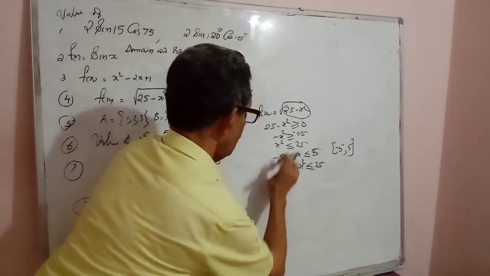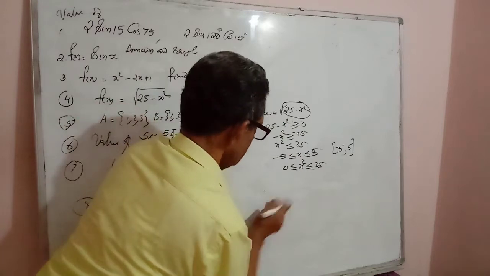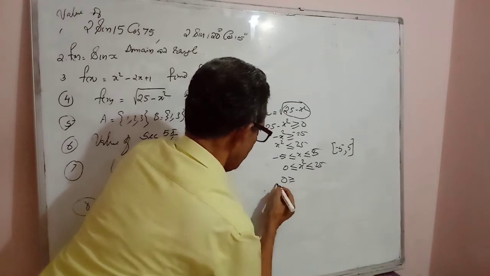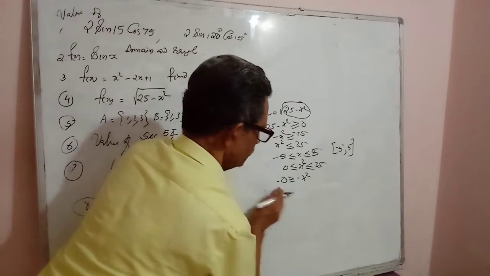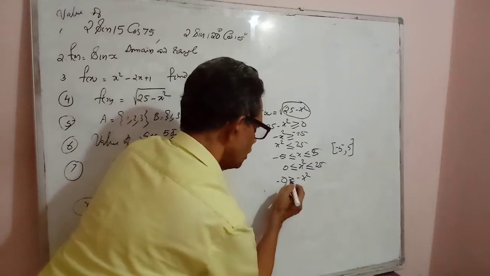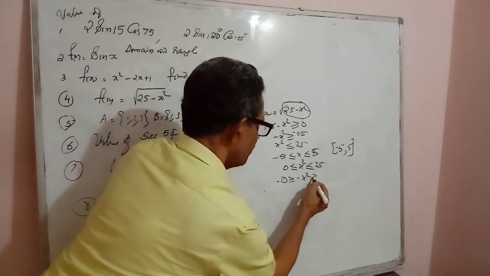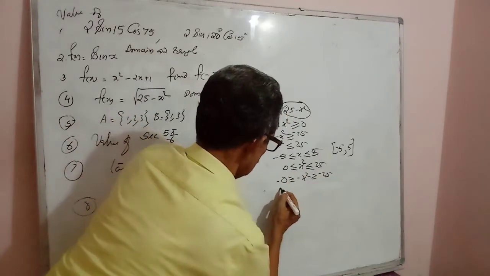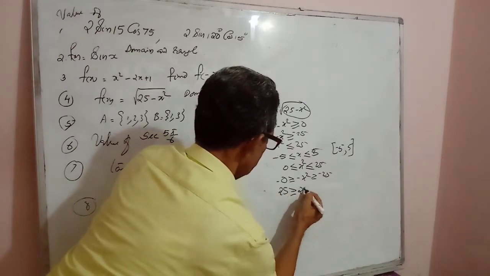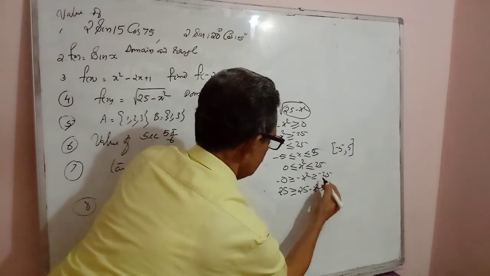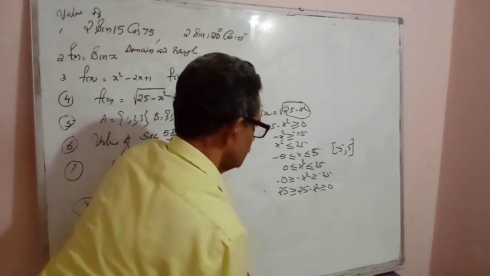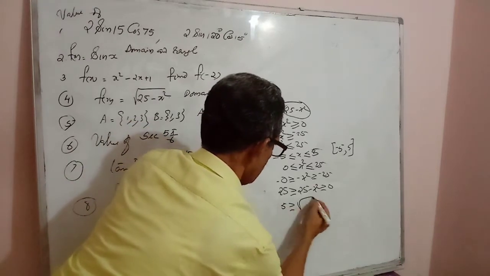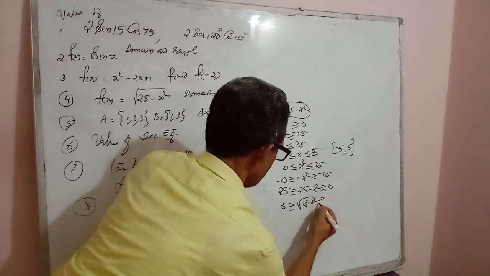The interval of f of x, we need the interval of f of x. So when you multiply this by minus, 0 less than or equal to minus x squared, 0 greater than or equal to minus x squared greater than or equal to minus 25. Adding 25, because 25 minus x squared: 25 greater than or equal to 25 minus x squared greater than or equal to 25 minus 25, 0. Taking the square root, 5 greater than or equal to root of 25 minus x squared greater than or equal to 0.